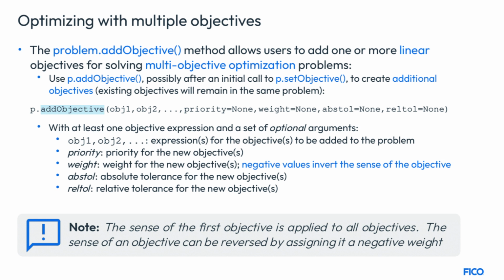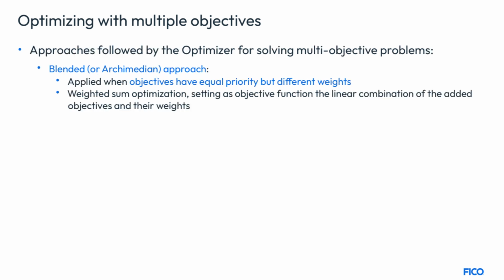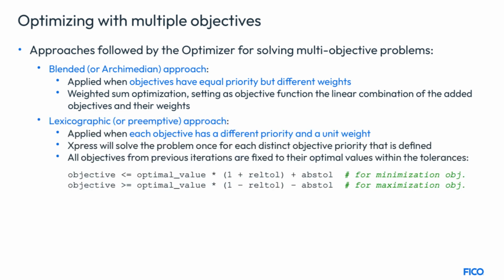Depending on the values of the priorities and weights specified by the user, Xpress Optimizer will apply different multi-objective optimization approaches. In case all objectives have the same priority but different weights, a blended or Archimedean approach will be applied where the objectives will be aggregated in a single objective function, given by the linear combination of the objective expressions times their corresponding weights.